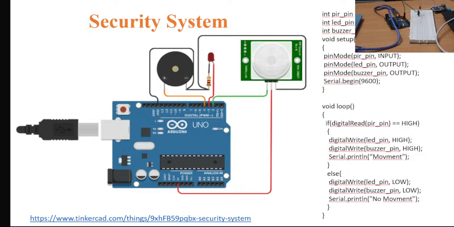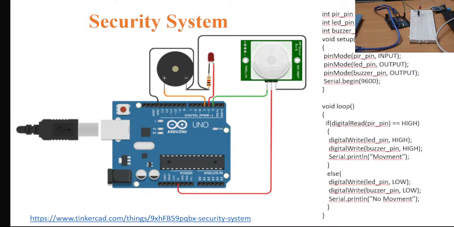In this PIR sensor, it has three pins. You can see here, 1, 2, 3. Here it is written, one pin is used as the ground pin, the middle pin is the out pin or data pin, and this right corner pin is called VCC. Same thing you can see here.